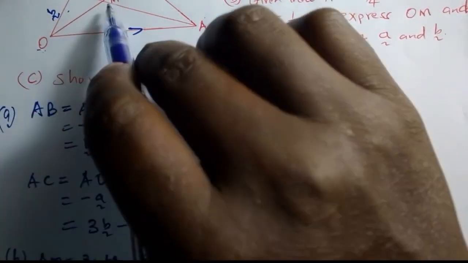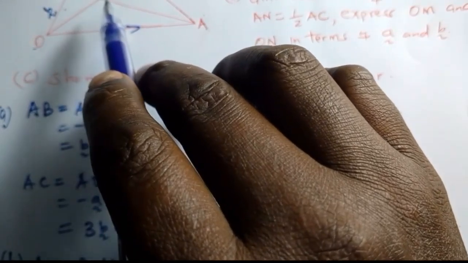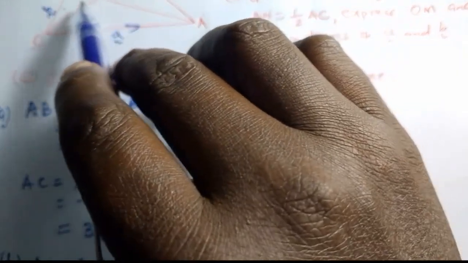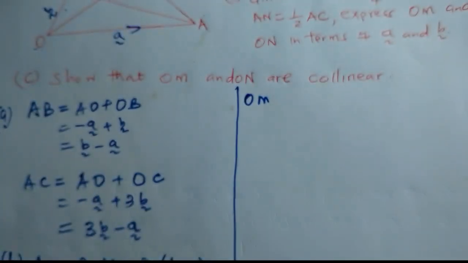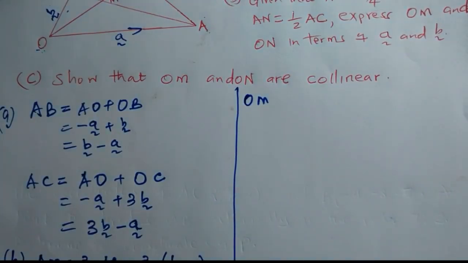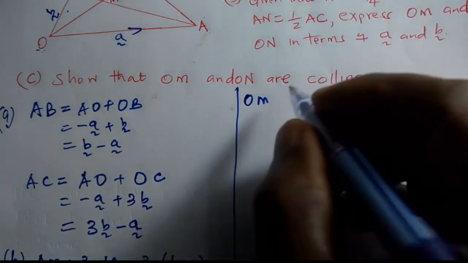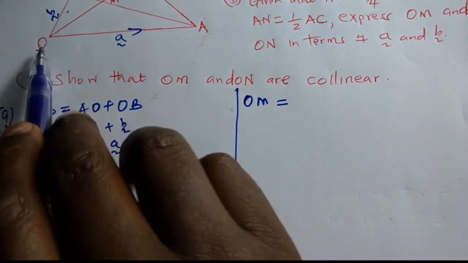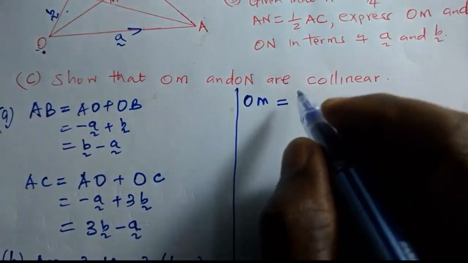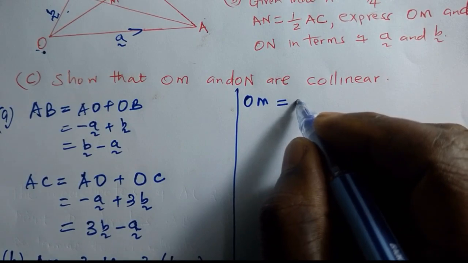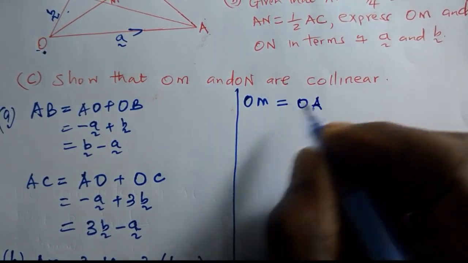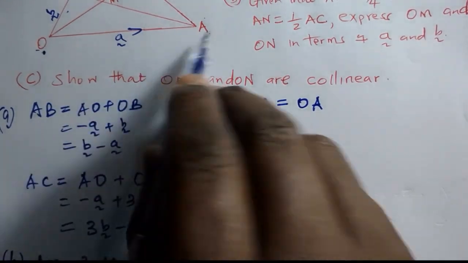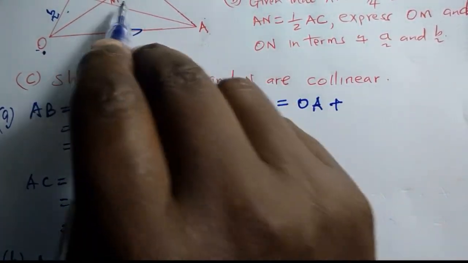OM is equal to a certain scalar of ON, so we can first get OM. OM is equal to OA plus AM.